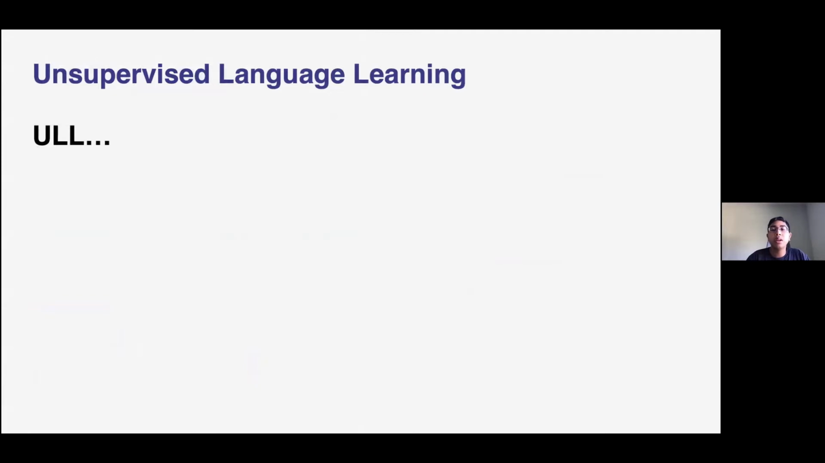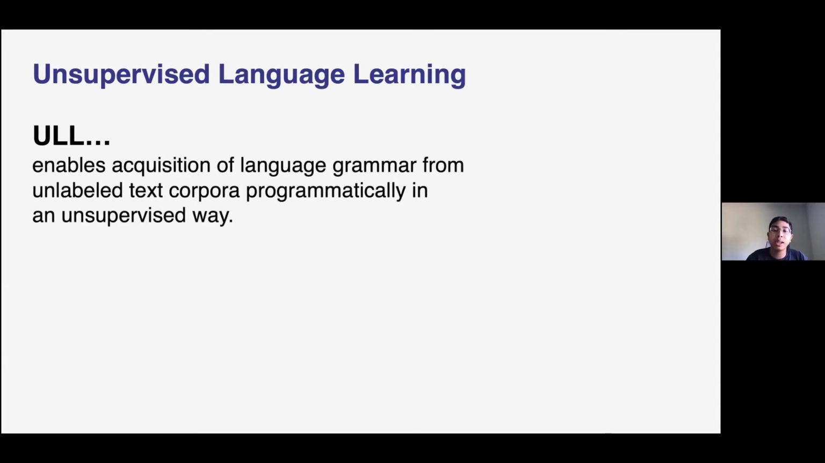Now for some more background. Current methods of grammar learning, such as deep neural networks or DNNs, require extensive supervised training on large corpora. However, humans are capable of acquiring explainable and reasonable rules of building sentences from words and segmenting sets of tokens solely based on grammatical rules and conversational patterns, and they clearly understand the grammatical and semantic categories of words. This raises the idea of unsupervised language learning, or ULL, which enables acquisition of language grammar from unlabeled text corpora programmatically in an unsupervised way.